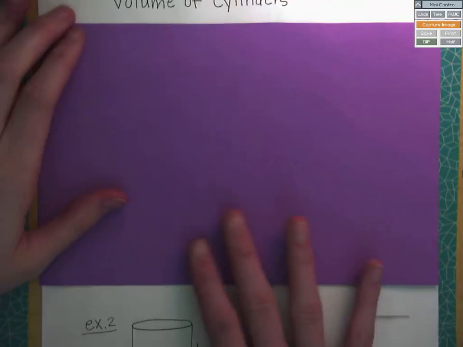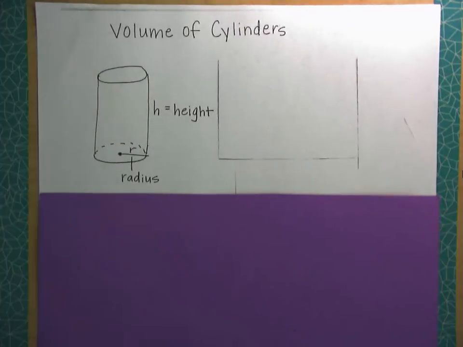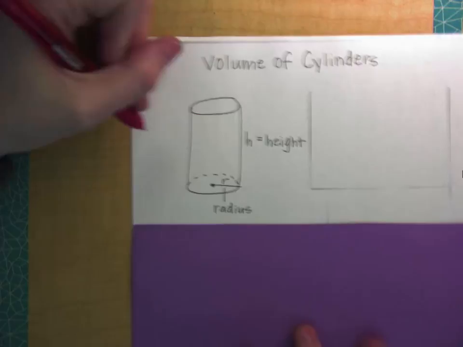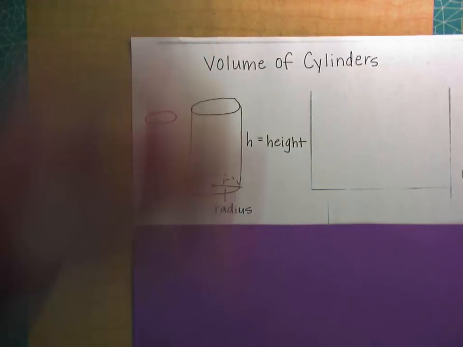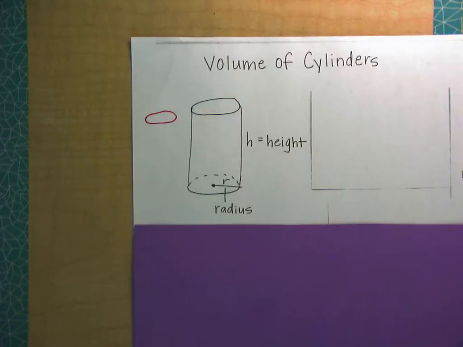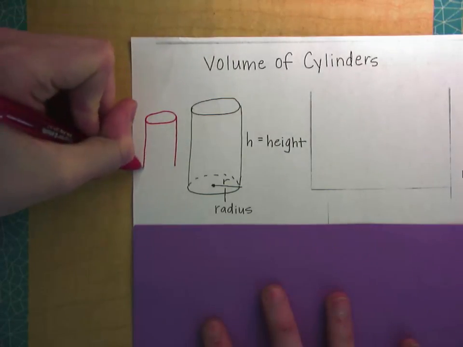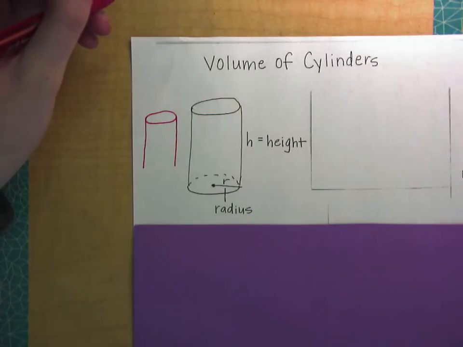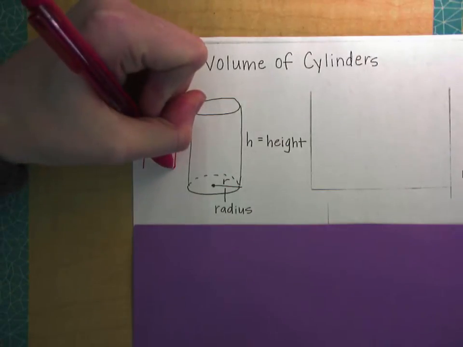Okay, so the first thing we need to do is just draw a cylinder. And I'll show you the way that I usually draw them. I typically do kind of a flattened oval. And then I draw the sides. And then at the bottom, you kind of round it off.